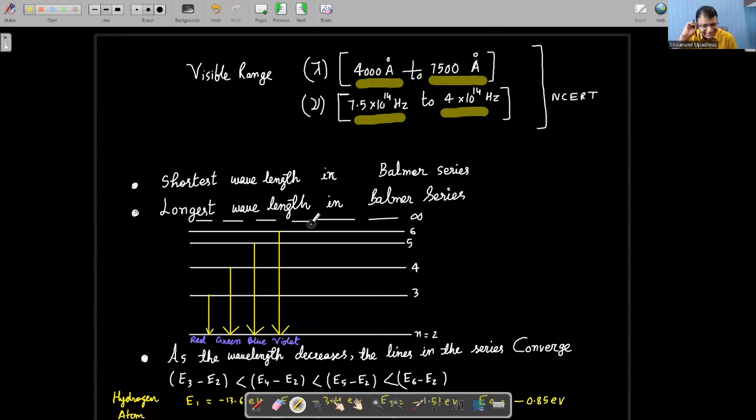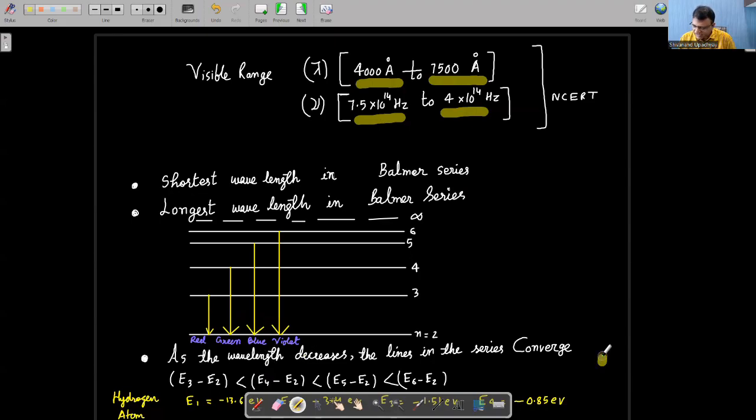And in NCERT, they have mentioned that in Bohr's series, the first line is red in color, the second line is green, the third line is blue, and the fourth line is violet. Since it is mentioned, that's why I'm discussing it here: you should also know that the first four line colors given in NCERT are red, green, blue, and violet.